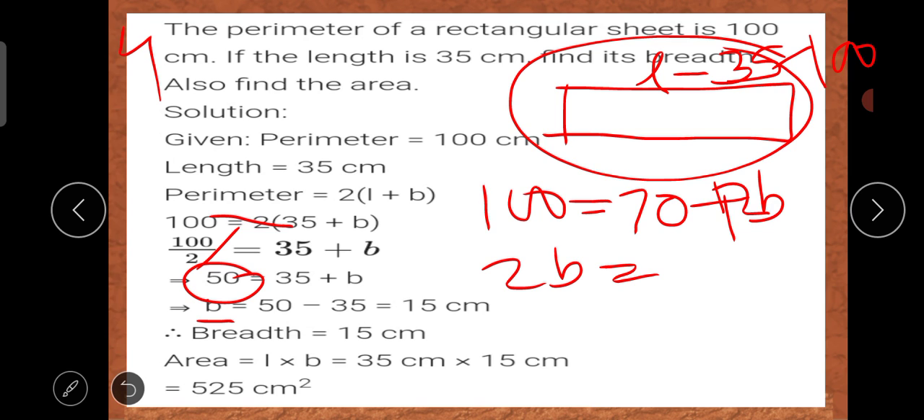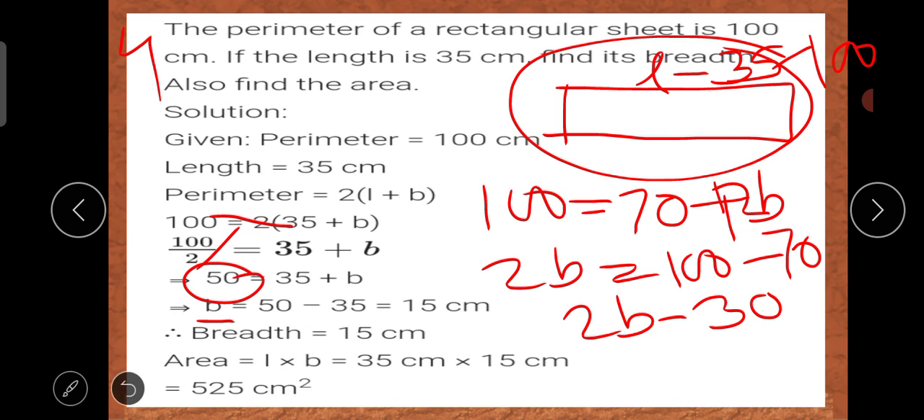100 equals 2 into 35 plus B. How much will be? 70 plus 2B. So when we are finding B, here it is 2B. So 2B equals 100 minus 70. It is how much? 30. So 2B equals 30, and B equals 30 divided by 2. So we will get 15. Any method you can use here. So here we find B equals 15 centimeter.